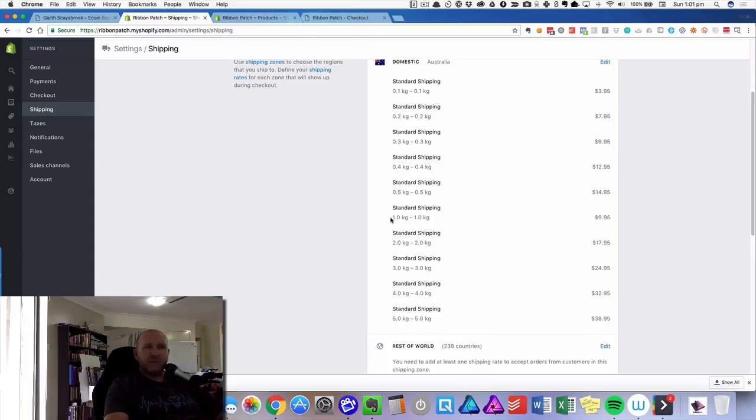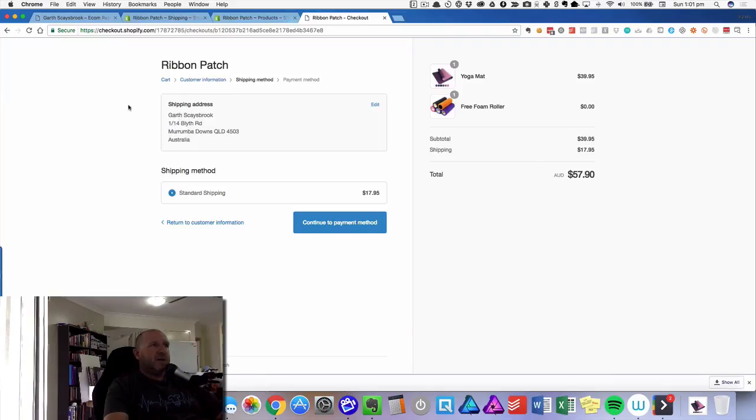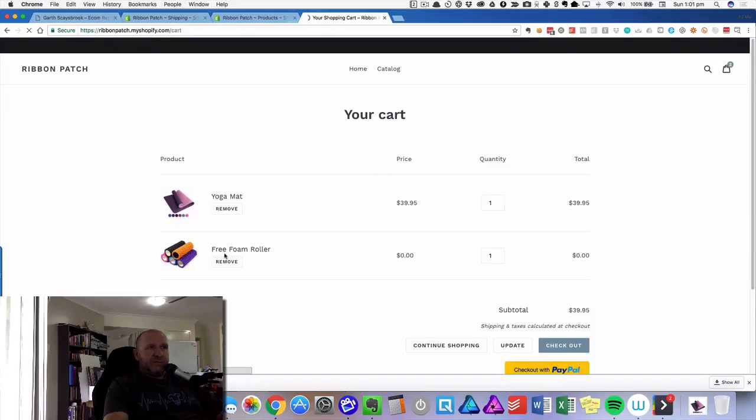And the reason is that when it's 1.1, it will jump up to the next level, which is 2 kilo at $17.95, as you can see there. Okay, so now we go back to our cart. Let's pretend that instead of the one roller, let's assume that they get two.